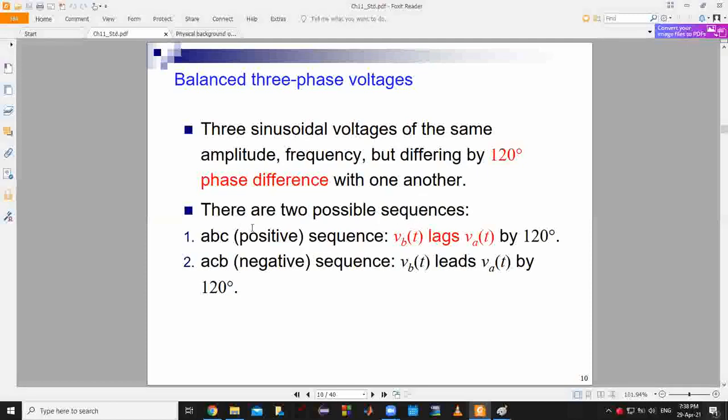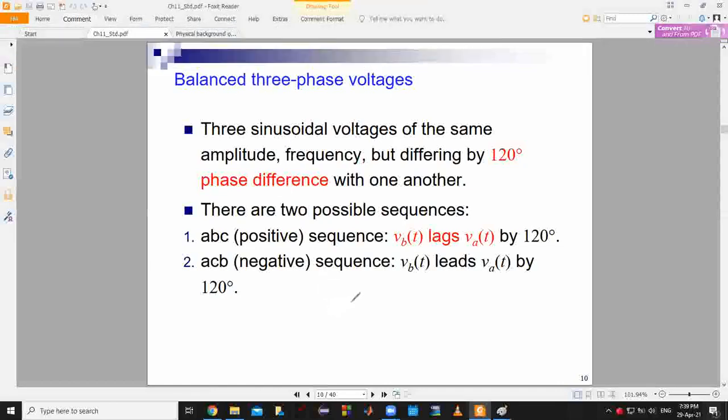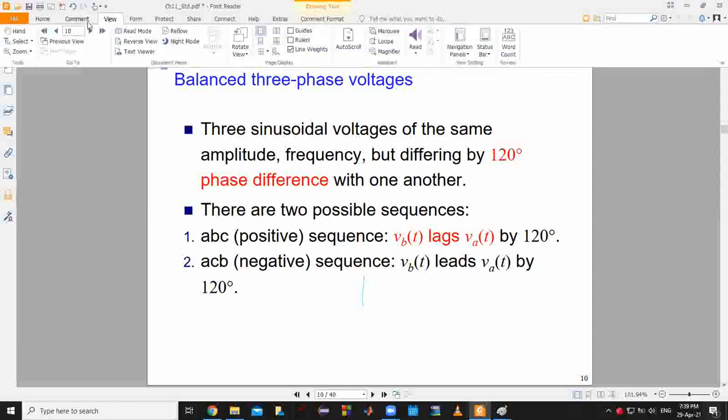So, in effect, a single configuration, in particular the Y configuration, can have two sequences or senses. There is the positive sequence, which is A, B, C, and there is the negative sequence. I think I should have a pencil. So the positive sequence, let me increase the size of the pencil.